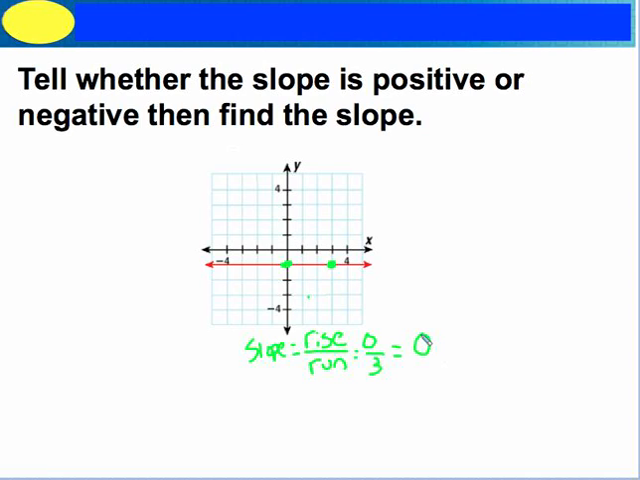So whenever I see a horizontal line, I know that that's going to be a 0 slope, because there's absolutely no rise, but there's a whole lot of run. So horizontal lines run forever and ever, but they never rise. So I'll have to remember that.